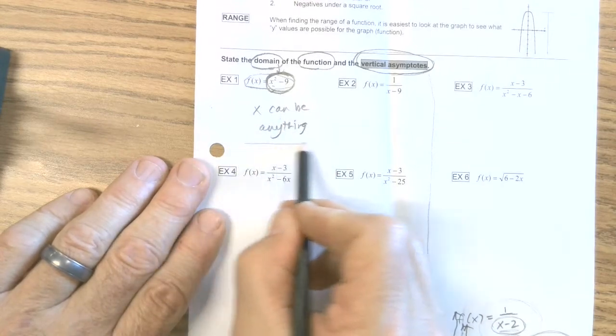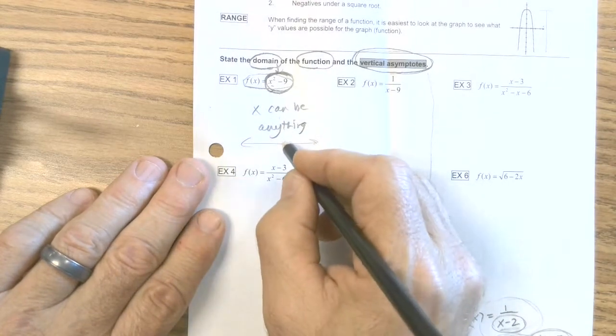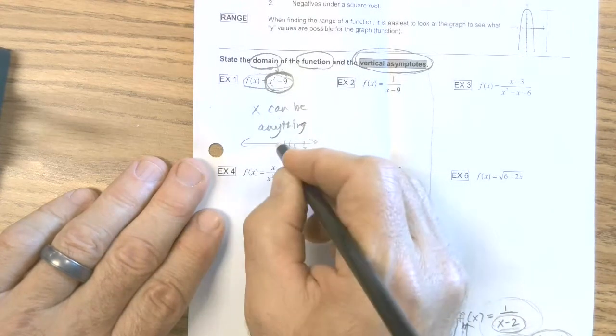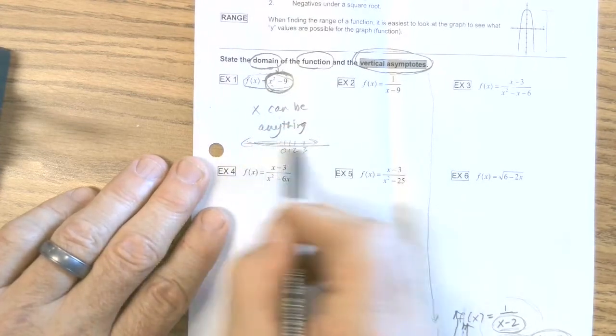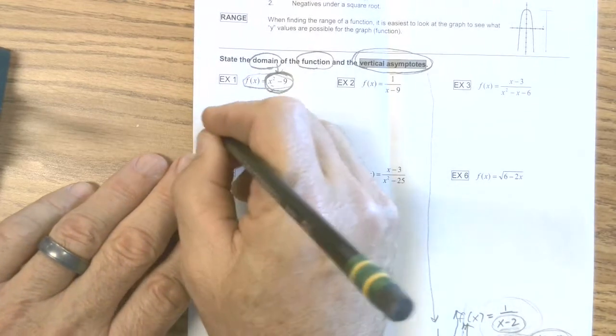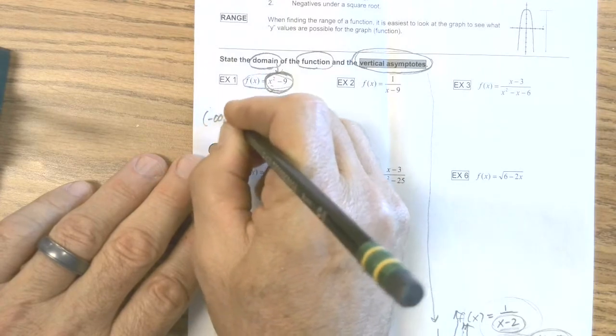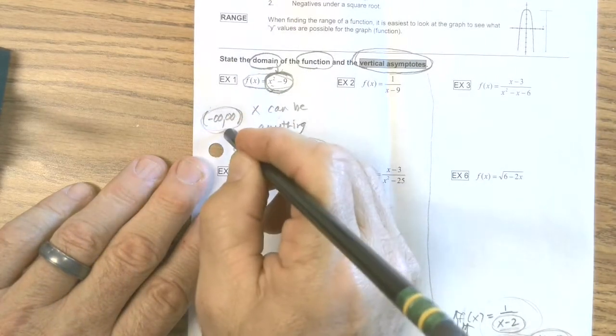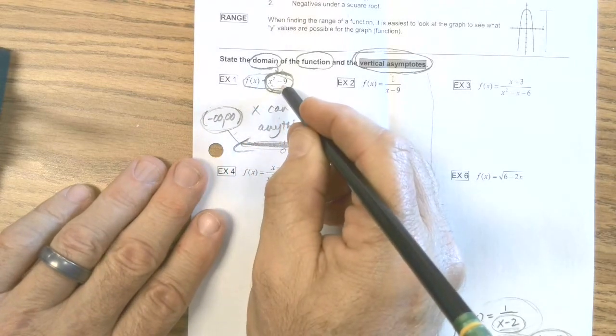Well, how do I say this? If I think of it visually, it means my number line, there's a 1, and then a 3, and it goes to the negatives. It means everything. Well, how do I say this with pre-calc language? Negative infinity all the way to positive infinity. This is my answer for this function's domain.